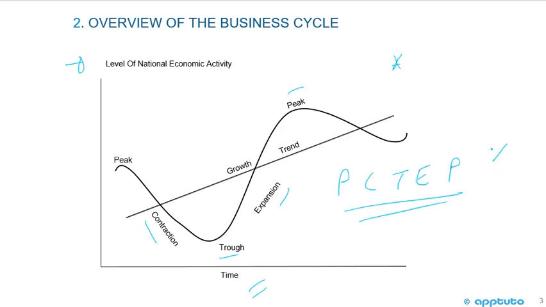I've seen different textbooks using different words for contraction and expansion, for example. You just need to make sure that it's memorized exactly as per the CFA. So peak, contraction, trough, expansion, peak. And then, of course, you can draw a trend line.